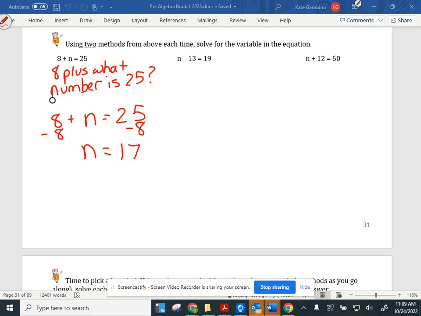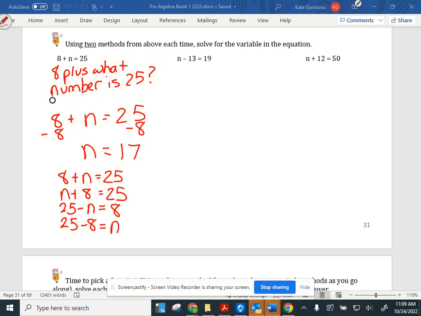We want to see two ways. So do that for n minus 13 equals 19, n plus 12 equals 50. I should see two different ways. If you want to do the fact families, you would do 8 plus n equals 25, n plus 8 equals 25, 25 minus n equals 8, 25 minus 8 equals n.